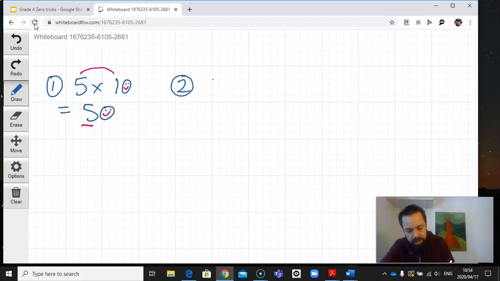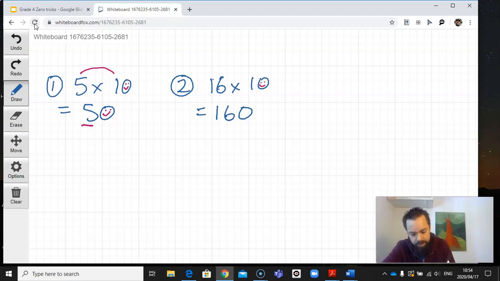Let's do 16 times by 10. I wonder how many of you are able to do that. I'm sure many of you are. 16 times 10 is 160. I want you to also notice that we have a 0 over there, and a 0 over there, and that 1 times 16 is 16. Let's do one more.